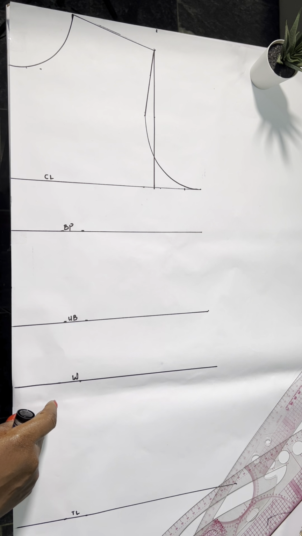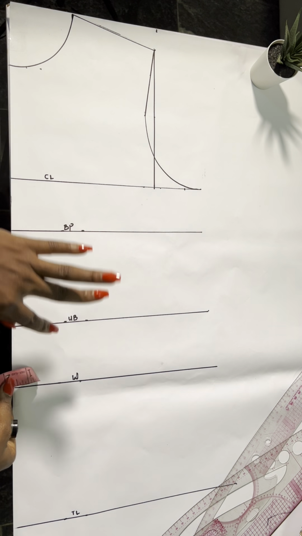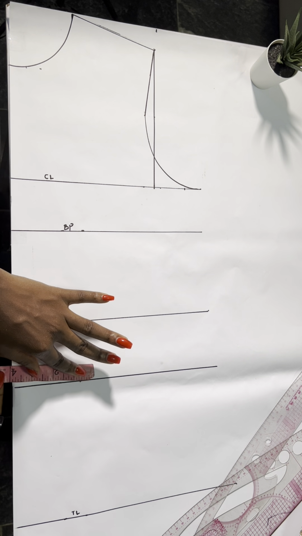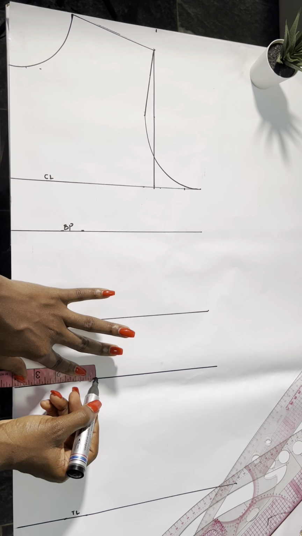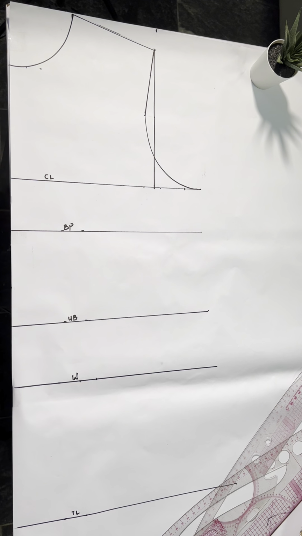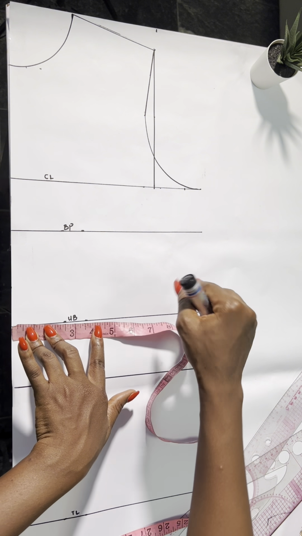This is for the front block. For that intake, we're going to use our nipple to nipple measurement. The nipple to nipple measurement I'm using here is 8. 8 divided by 2 will give us 4. So we mark that here. We mark that at the under bust also.